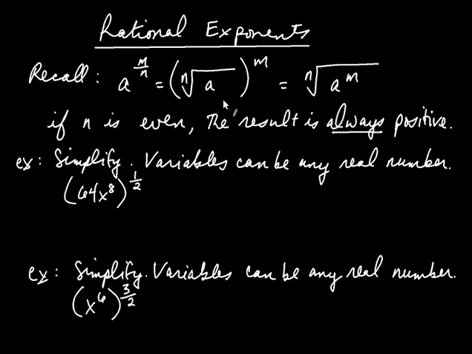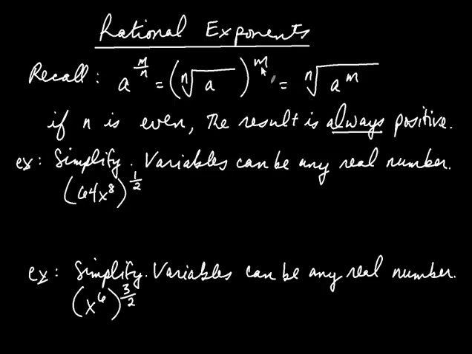Let's continue our discussion of rational exponents. So recall that a raised to the m over n is equal to the nth root of a, raised to the mth, and that's also equal to the nth root of a to the m. The difference between these two is that in the first one we are taking the nth root of a and then raising to the mth power. But in the next one we're first raising to the mth power and then taking the nth root. So the operations are interchanged.